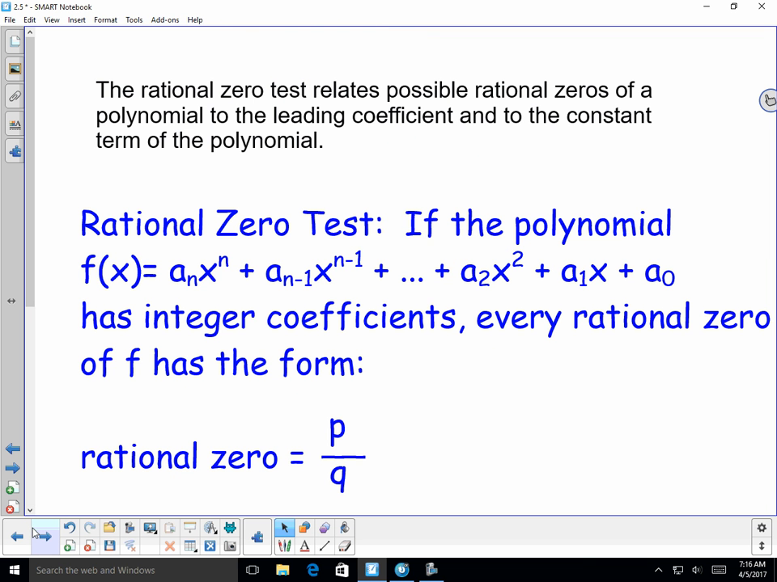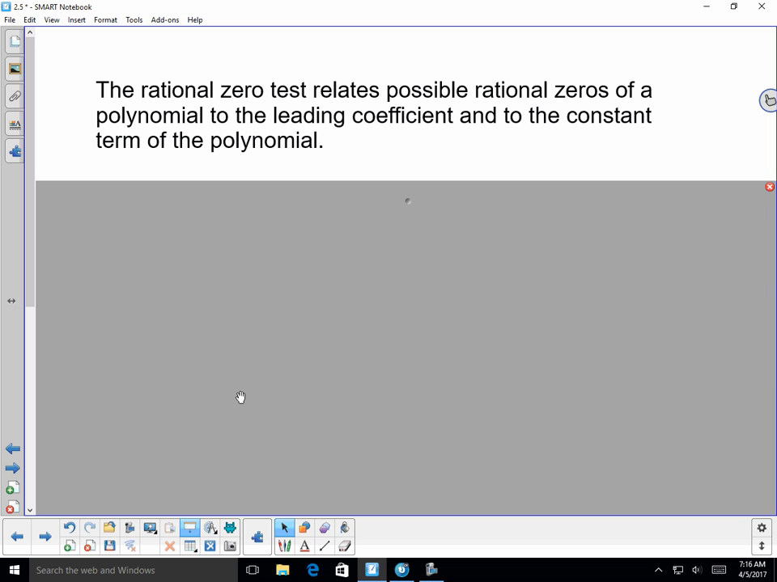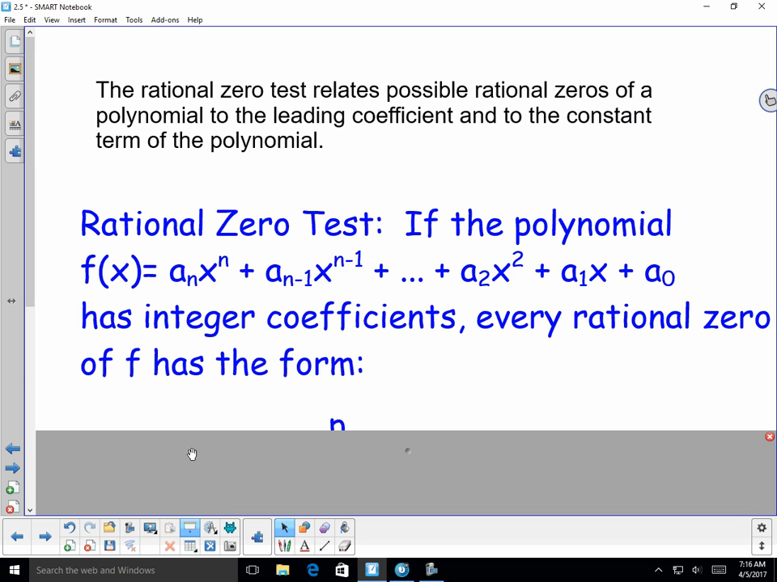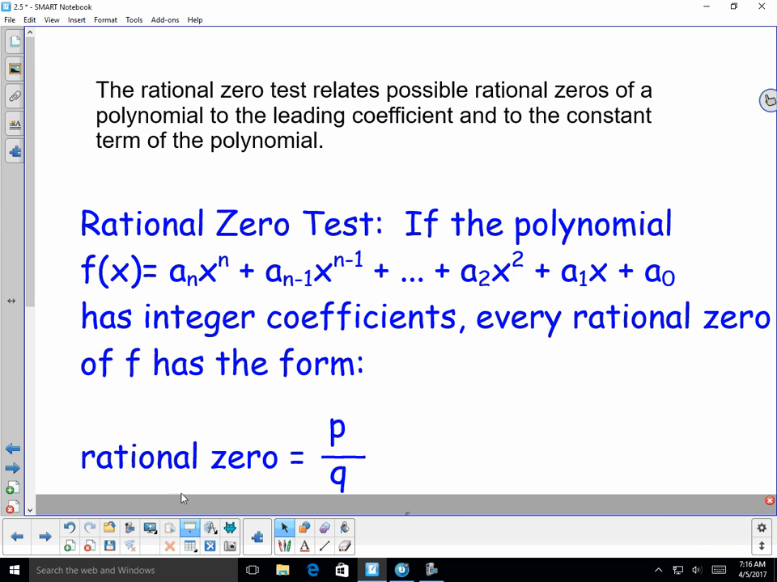Okay, that brings up the rational zero test. It's a test that relates possible rational zeros of a polynomial to the leading coefficient and to the constant term of the polynomial. Now back in the day, before they had graphing calculators and they wanted to find zeros, they had to come up with some pretty elaborate tests to see what numbers might work to make a polynomial function equal to 0. So here's one of the tests. It's the rational zero test. And it goes like this.